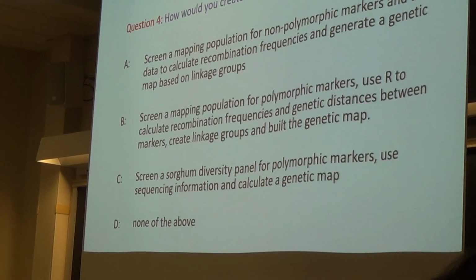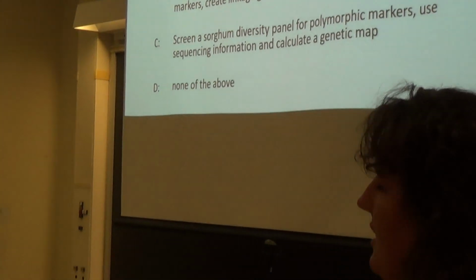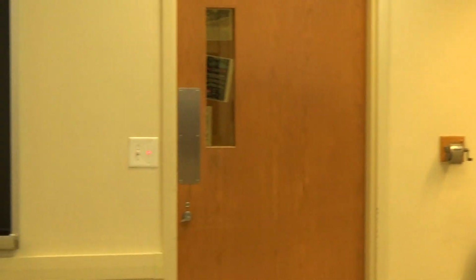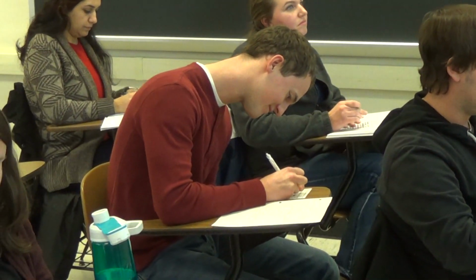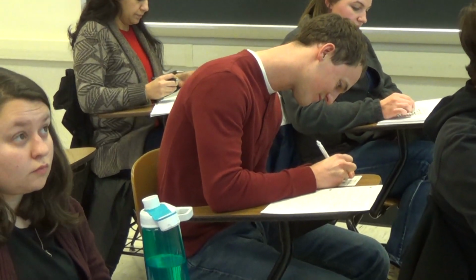Is it important to calculate recombination frequencies? Is it important to have polymorphic, non-polymorphic markers? Do you need sequencing information? Do you need a mapping population, or could you use a sorghum diversity panel? The correct answer is B.